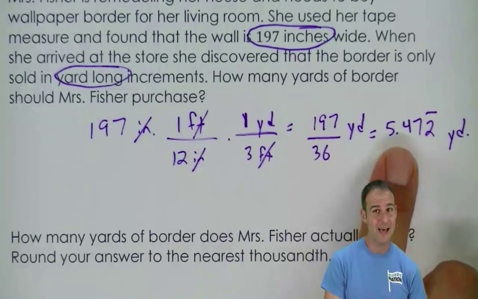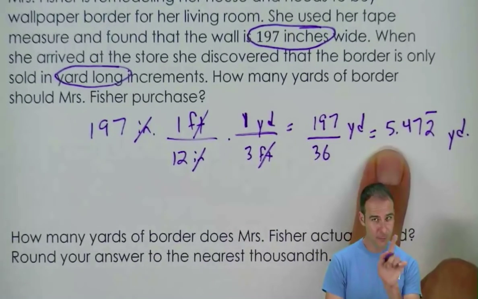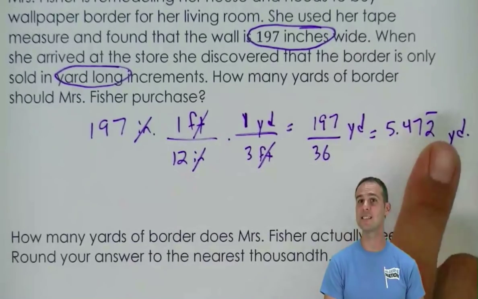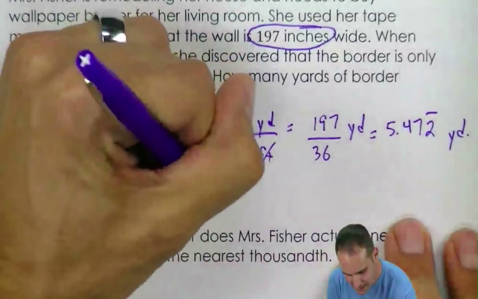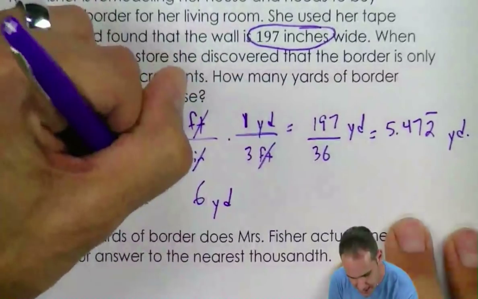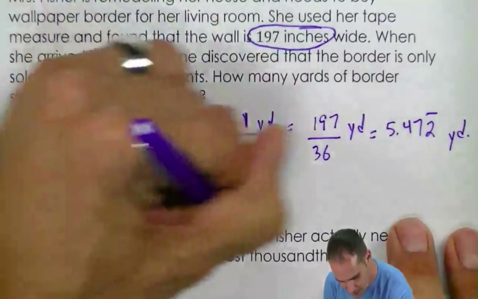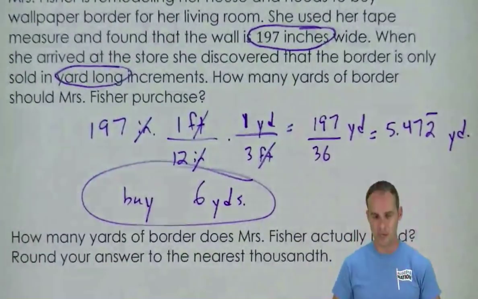So it's not 5 yards. Okay? Don't think of rounding in this case. If I only buy 5 yards, that's not enough. I need to buy 6 yards. Okay? So I need to buy 6 yards. And that would be the answer for this question.